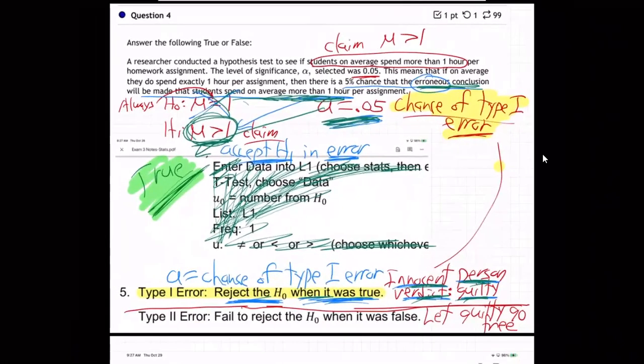It's the percentage chance of a type 1 error. Questions I can answer?